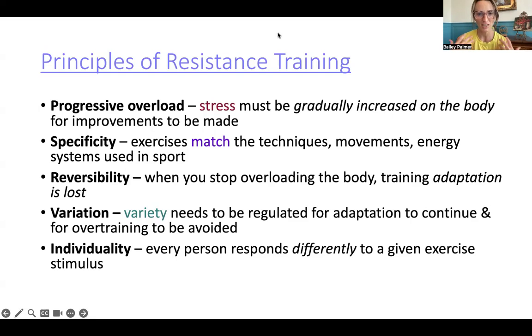The time frame in which things are reversed or slow down or lost varies for every single person, and that's going to be discussed more in your advanced strength training courses. Variation says that we need to add variety. We need to change it up. Doing the same thing over and over again can become monotonous, lead to burnout, or it can lead to overtraining. And so when we change it up and we do different exercises or different volumes or intensities, or just different workouts in general, we are helping the body to adapt to different stimuli. And then individuality. Just remember, everybody adapts differently, even if you're all doing the same workout and exposed to the same exercise stimulus, adaptations occur differently for every single person.